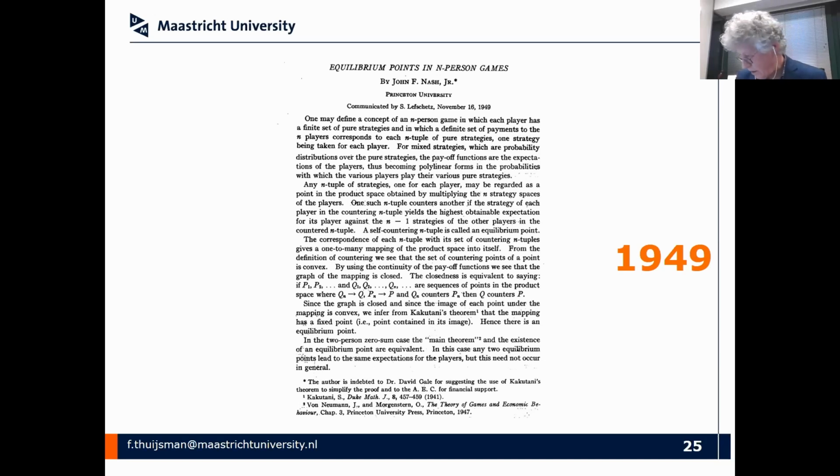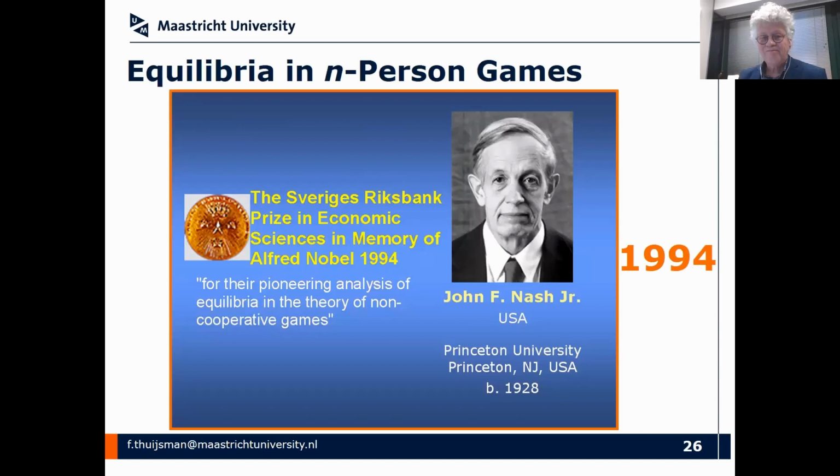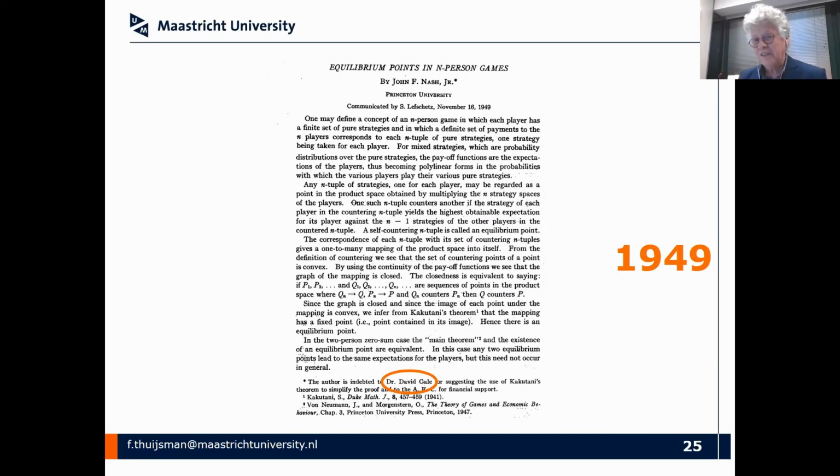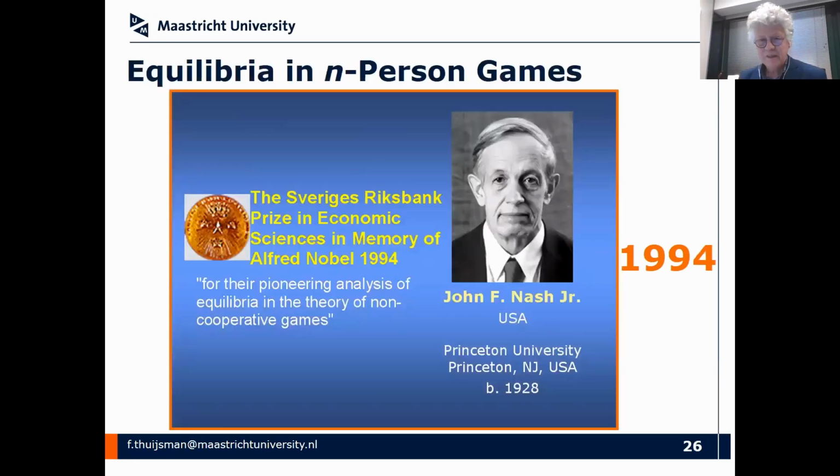And by the way, at the bottom he says John Nash is indebted to Dr. David Gale for suggesting the use of some theorem that he was applying. We'll see this David Gale slightly later in the slides as well. So he wrote the proof in 1949. He got the Nobel Prize in 1994, basically for his pioneering work on equilibria.